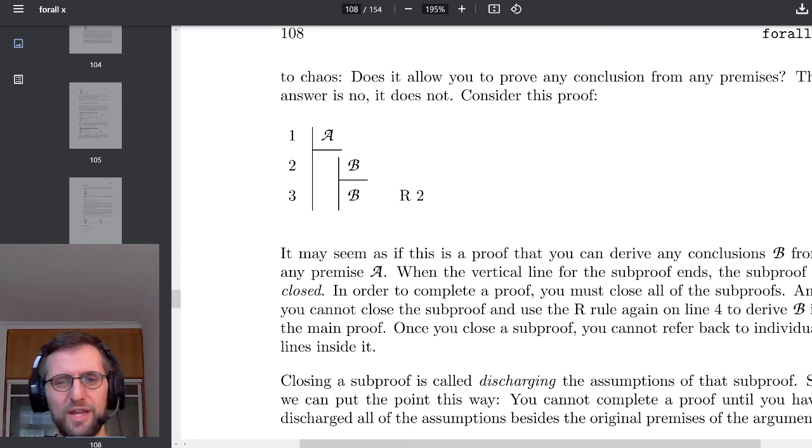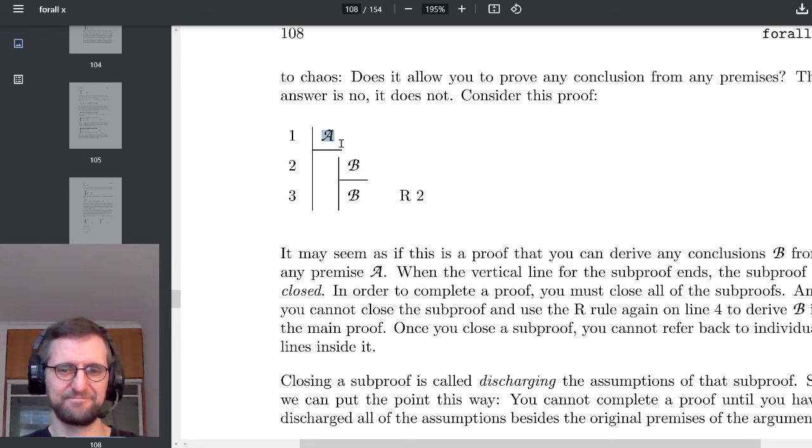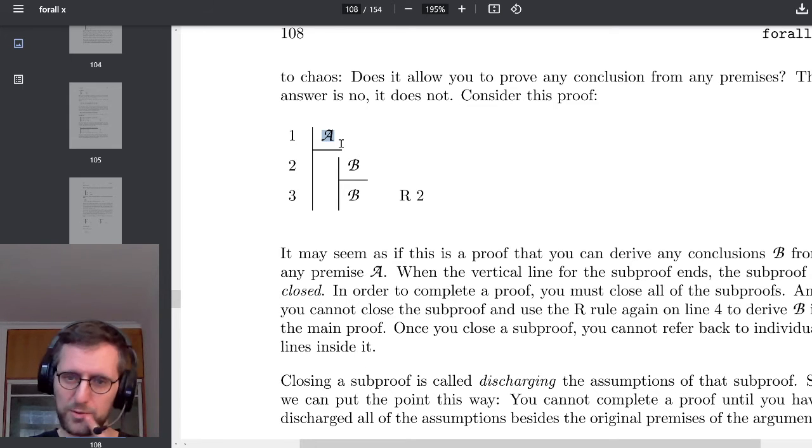So if we have A, and then we introduce B, and from B by the rule of iteration follows B, it may seem as if this is a proof that you can derive any conclusion B from any premise A. When the vertical line for the subproof ends, the subproof is closed. In order to complete a proof, you must close all the subproofs. And you cannot close the subproof and use the R rule again on line 4 to derive B in the main proof. Once you close the subproof, you cannot refer back to individual lines inside.